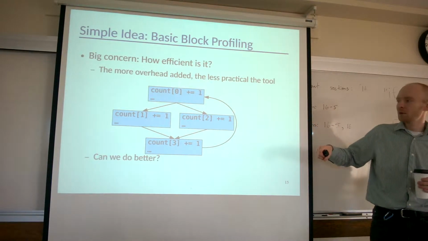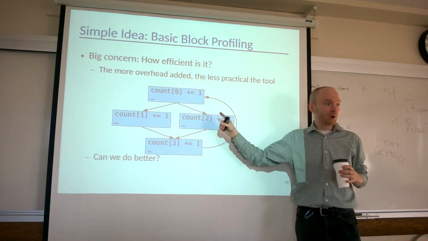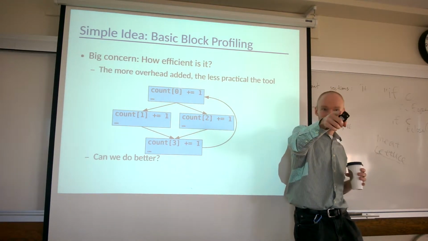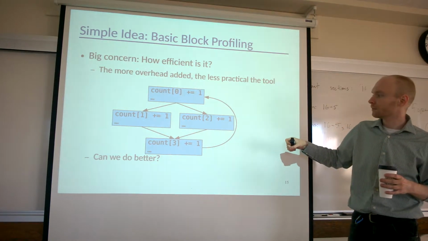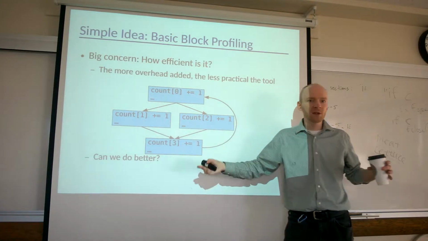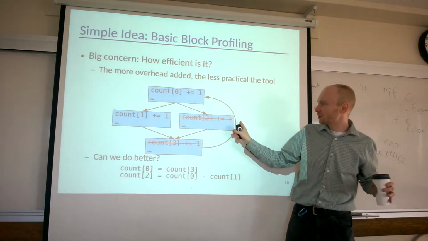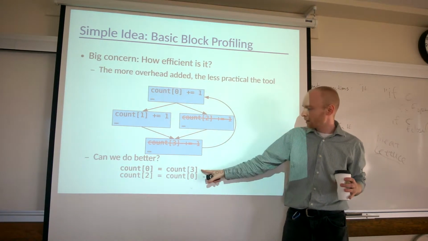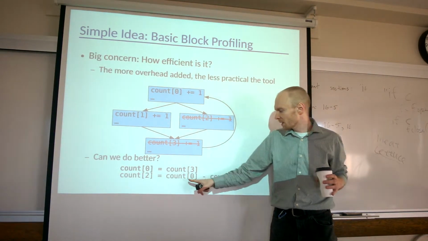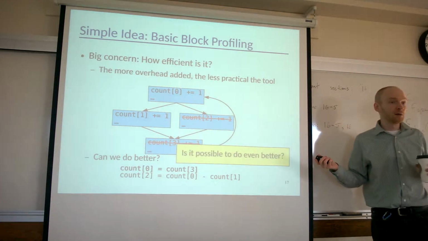We could run it several times, but even just in terms of our instrumentation, do we have to perform all of these increments? Okay, so you said we could count 0 and maybe count something like this, and we can figure the others out. Yeah, that's perfectly reasonable. So we can cross off some of these, and now count 0 is equal to count 3, and count 2 is the same as count 0 minus count 1. So we can be a little bit smarter. Can we do better?